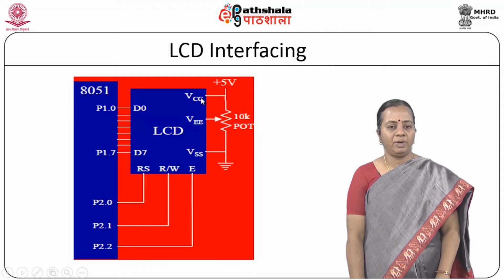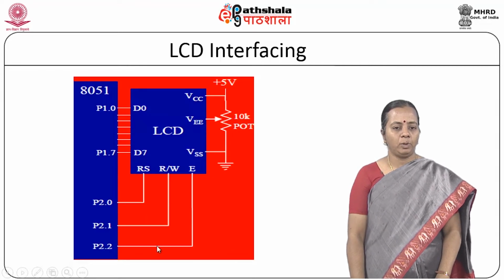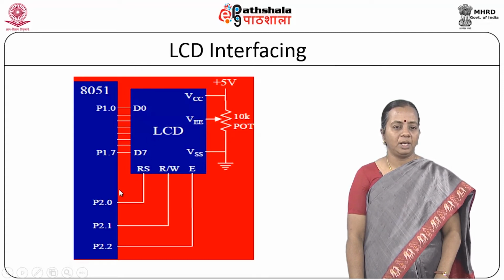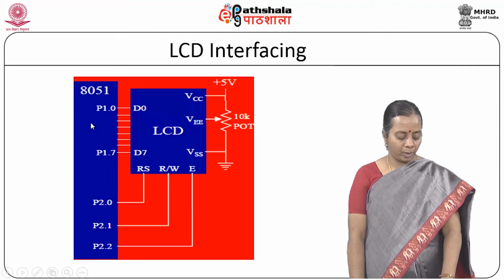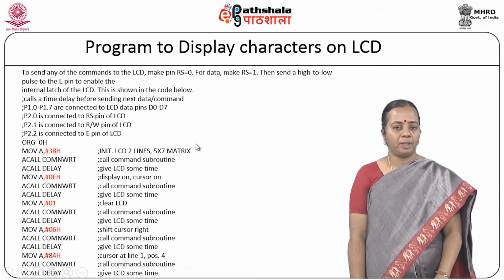We know very well this LCD display requires a 5 volt supply, which is connected to the VCC pin, and VSS is grounded, and VEE is for contrast adjustment. So, we need to be very careful that when I am writing a code, I should remember that P2.0 is connected to register select, P2.2 is connected to enable, and P2.1 is connected to read bar write. Based on that only I have to write a code to interface this LCD with your 8051. So, how we will be writing a code to display characters on the LCD is very important.